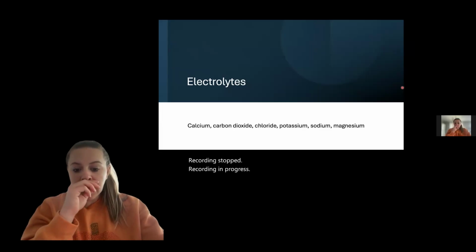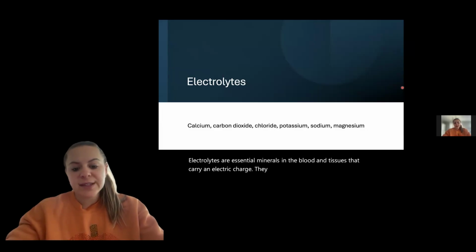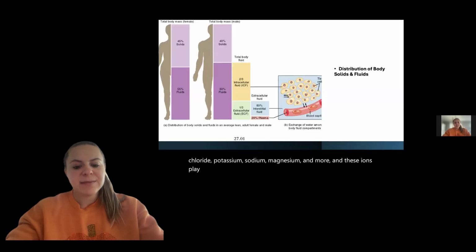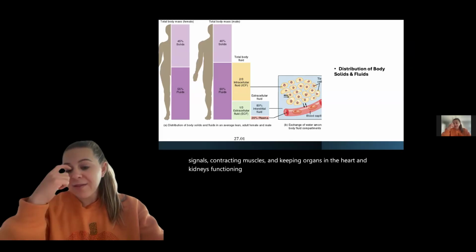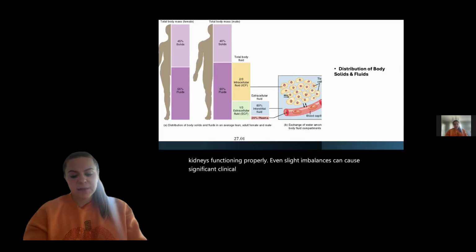Electrolytes are essential minerals in the blood and tissues that carry an electric charge. They include calcium, carbon dioxide, chloride, potassium, sodium, magnesium, and more. And these ions play crucial roles in maintaining fluid balance, transmitting nerve signals, contracting muscles, and keeping organs in the heart and kidneys functioning properly.